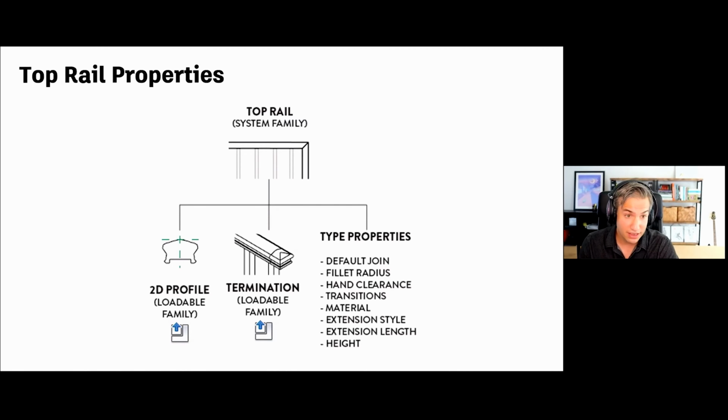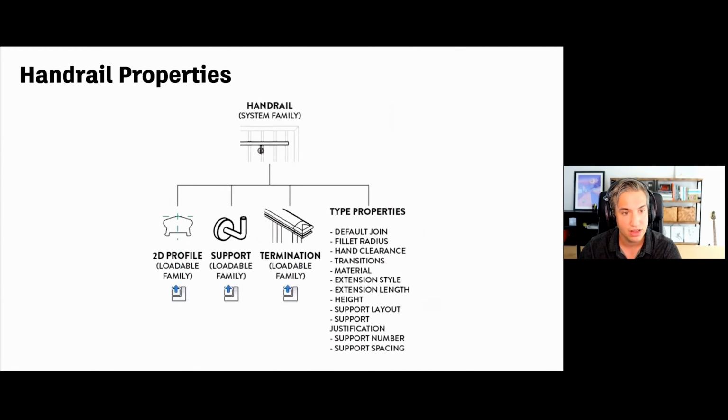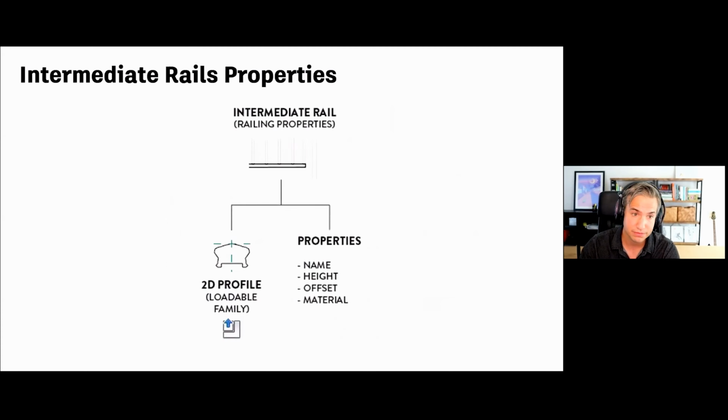An interesting thing to know: the top rail is a system family, which means it will appear in your project browser, and you can use the same top rail in multiple railing types. The handrail is very similar to the top rail, except you have access to an additional loadable family, which is the support family, as well as additional type properties related to the support, like the support layout, justification, number, and spacing. But the rest is very similar to the top rail.